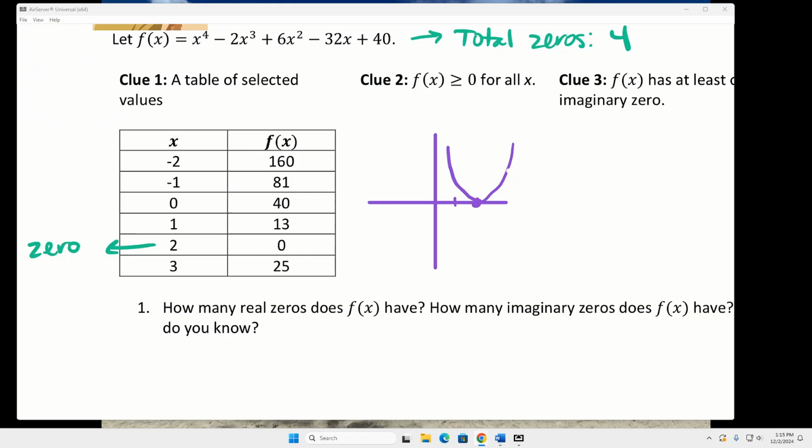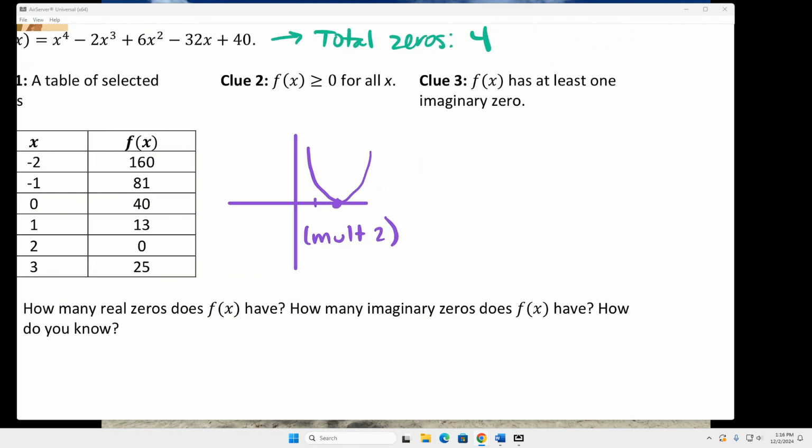So what does that tell you about the multiplicity? Do I remember that? It has a multiplicity of 2. If it bounces like that, it has a multiplicity of 2. So that's going to come into account later.